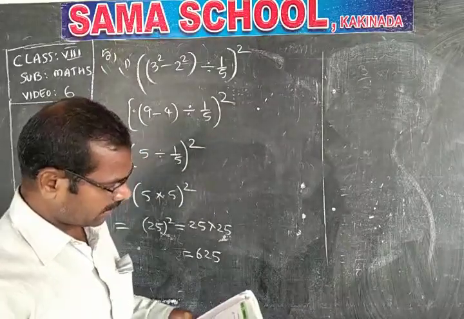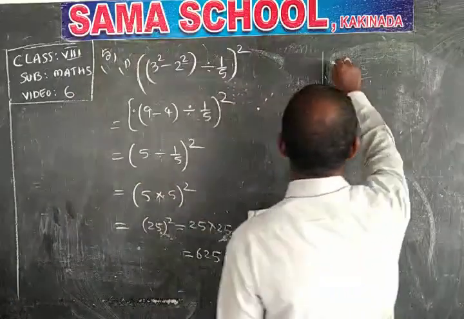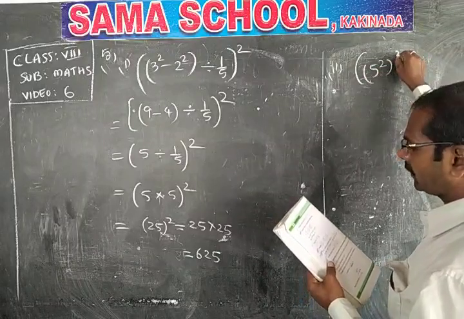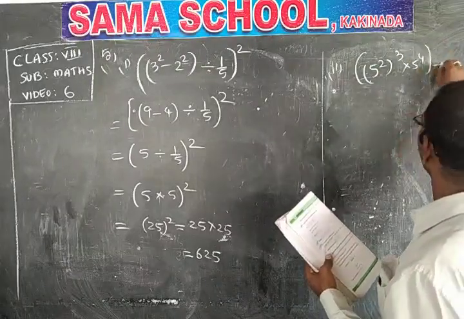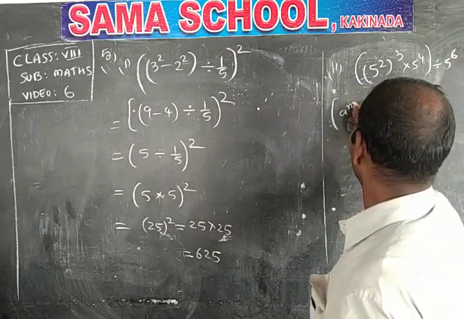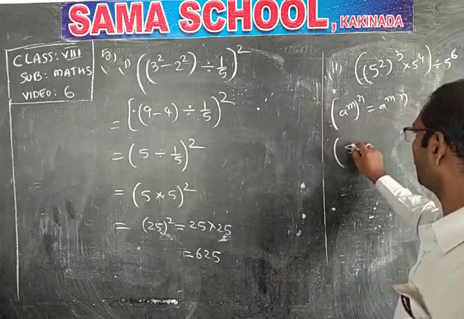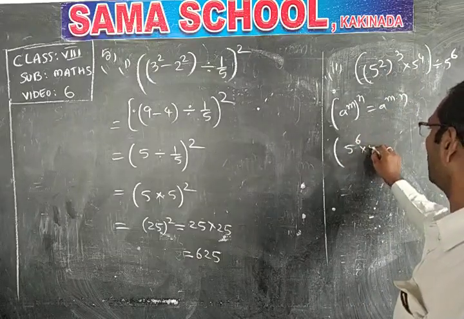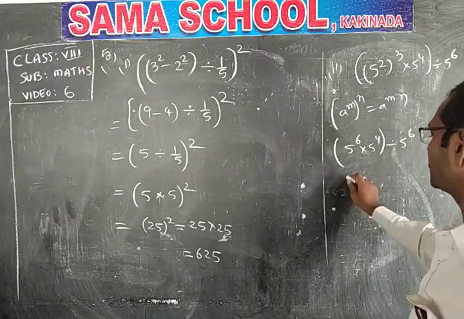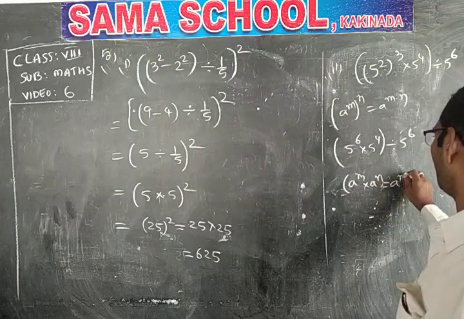Here another sum is there. What is the small sum given? Again, you can do (5^2)^3 into 5^4 divided by 5^6. Here (a^m)^n is equal to a^(mn). You have to use that only. Here 5 power 2 into 3 is 6, into 5 power 4, divided by 5 power 6. Again here the bases are equal. a^m into a^n is equal to a^(m+n).